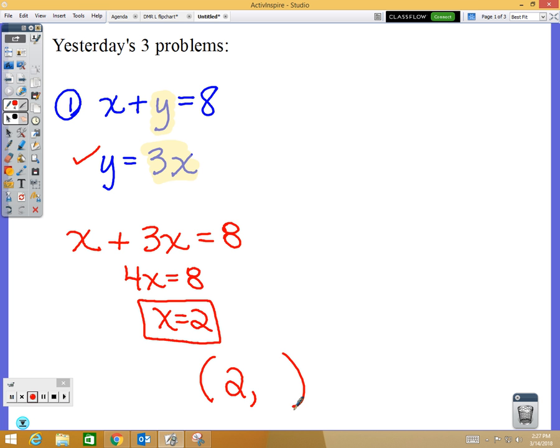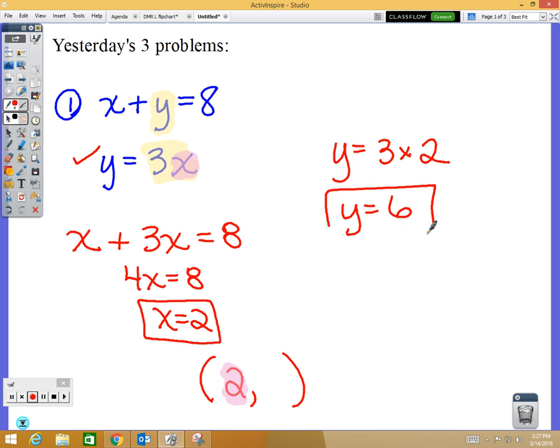Now I'm going to find my y value. To find my y value, I'm going to take this 2 and replace the x with the 2. So I'm going to use the easiest equation with the y already by itself. So that's going to be y equals 3 times 2, which is 6. So the 6 is my other value, my y value. Questions about this problem?